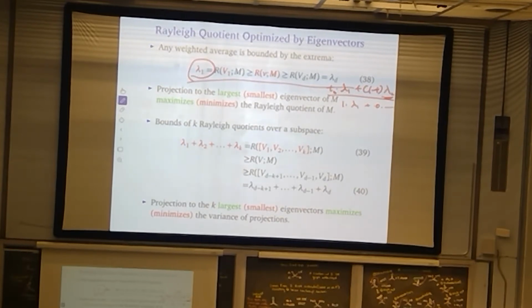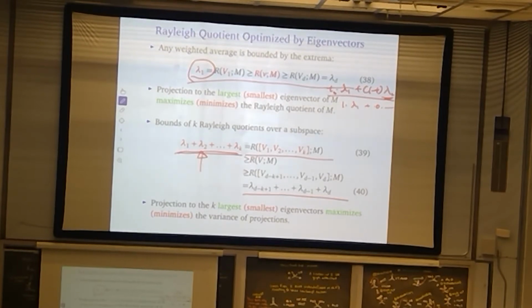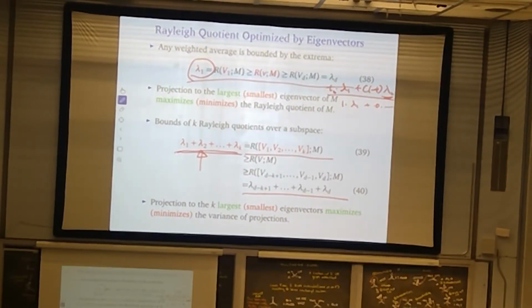So projection to the largest eigenvector of M maximizes the Rayleigh quotient. Likewise, if you project to the smallest eigenvector, that minimizes the Rayleigh quotient. And this whole thing can be extended to a subspace of k bases. The Rayleigh quotient is essentially a summation of the first few terms, and the largest can be achieved if you take the first k leading eigenvectors. That gives you the maximum value. It's just the summation of the first k eigenvalues. Or if you want to minimize it, you take the last k eigenvectors, okay?